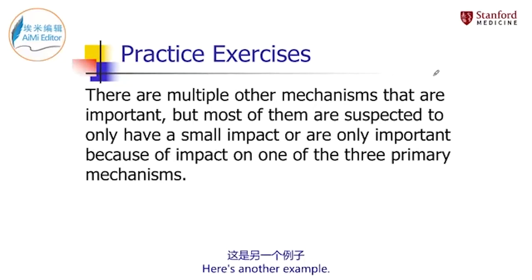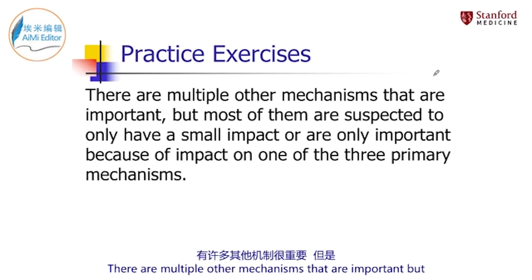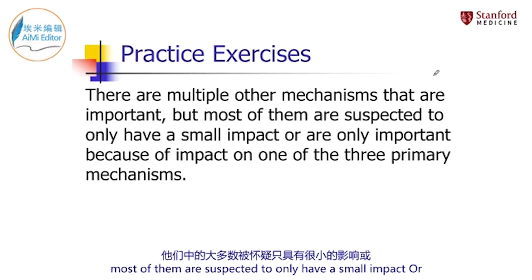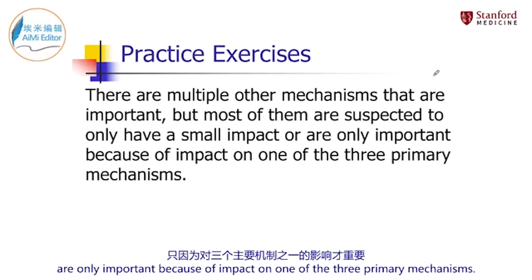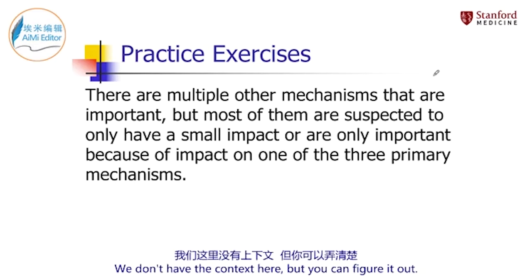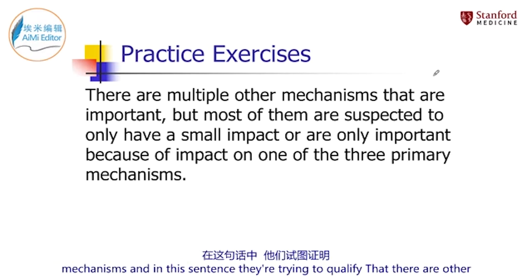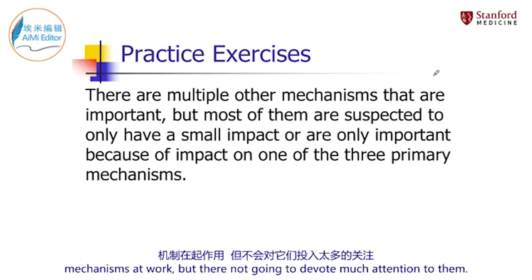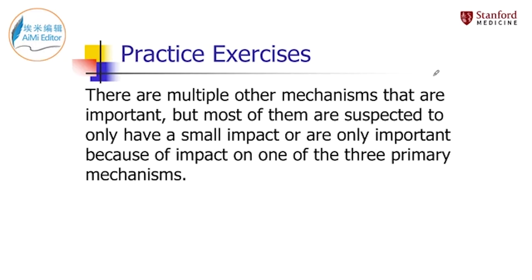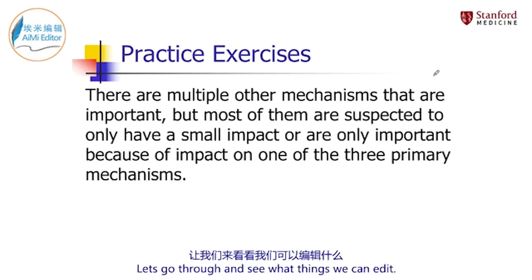Here's another example. "There are multiple other mechanisms that are important, but most of them are suspected to only have a small impact or are only important because of impact on one of the three primary mechanisms." We don't have the context here, but you can figure it out. In the previous sentence, the authors must have talked about the three primary mechanisms. And in this sentence, they're trying to qualify that there are other mechanisms at work, but they're not going to devote much attention to them. That's the gist. Let's go through and see what things we can edit.